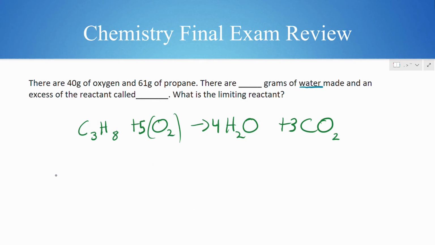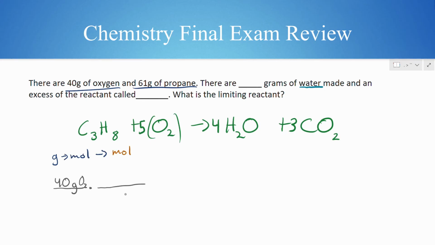So for each one of these, oxygen and propane, we need to figure out how many moles of water are made, and then whichever one makes the least amount of moles, we can convert that moles of water to grams of water and answer this question. And then we're going to see which one was the excess reactant and which one was the limiting one. So first we need to see which of these makes the least amount of water. So we're going to do the oxygen first. So we're going to do grams of oxygen to moles of oxygen to moles of water.